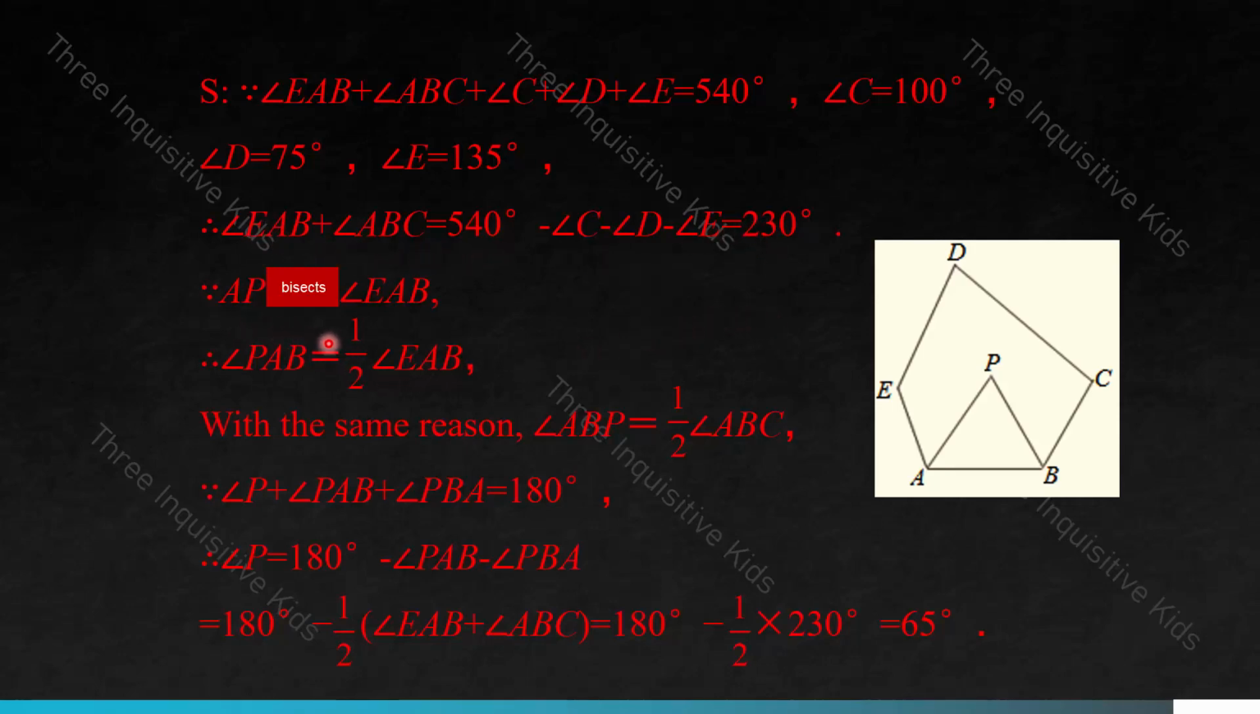And since AP bisects angle EAB, we know that angle PAB is 1/2 of angle EAB. So with the same reason, angle ABP is 1/2 of angle ABC. Because the interior angle sum of this small triangle here is 180 degrees, we know that angle P must be 180 degrees, taking away the two other angles in this small triangle. Therefore, angle P is equal to 65 degrees.